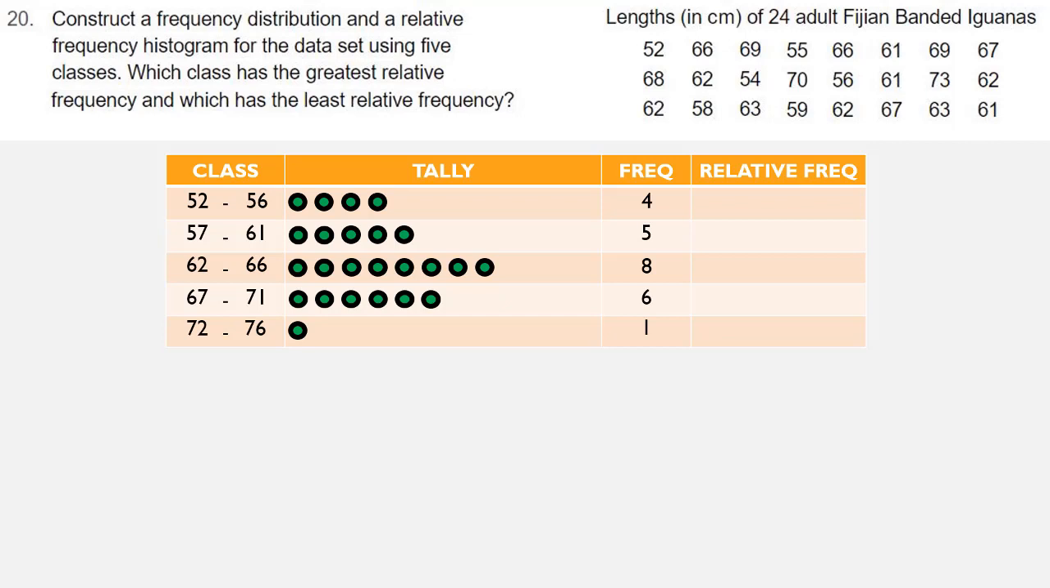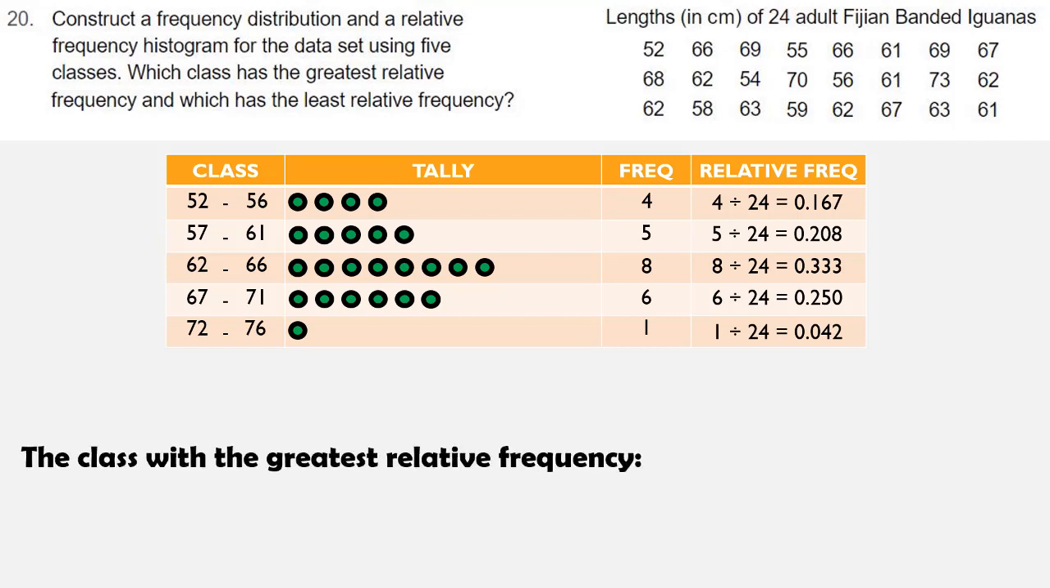To determine relative frequency, we're going to divide each of the frequency values that we found by the total number in the sample, which is 24. So for the first relative frequency, 4 divided by 24 is equal to 0.167 when we round off to 3 decimal places. And all values in this table will round off to 3 decimal places. 5 divided by 24 is 0.208. 8 divided by 24 is 0.333. 6 divided by 24 is 0.250. And 1 divided by 24 is 0.042. So those are our 5 relative frequency values.